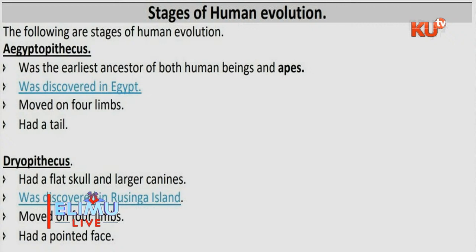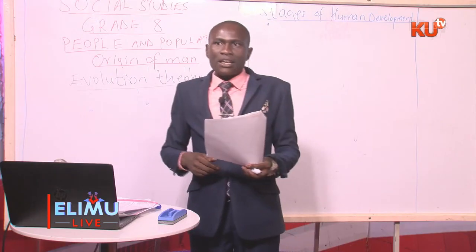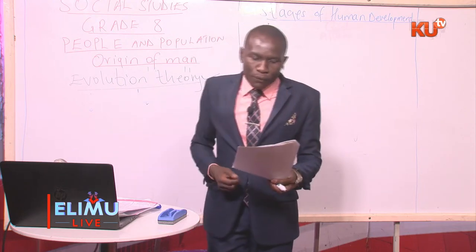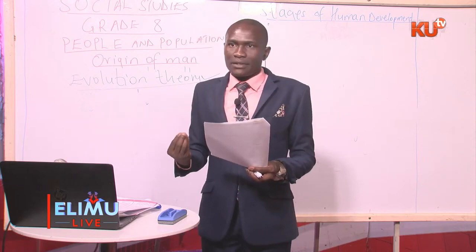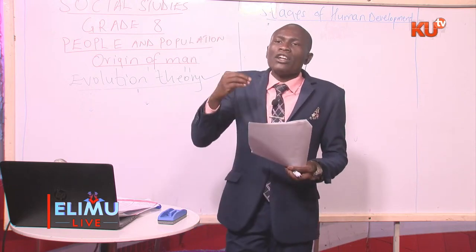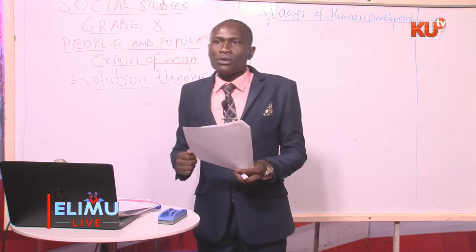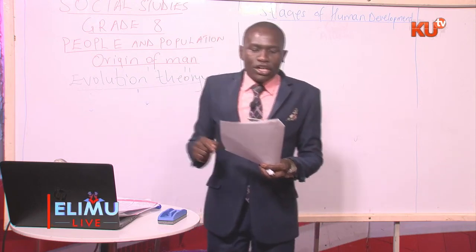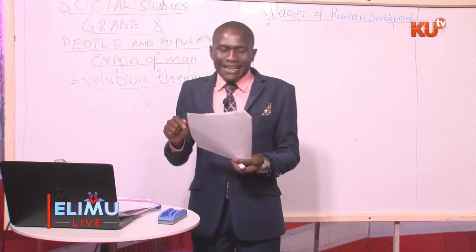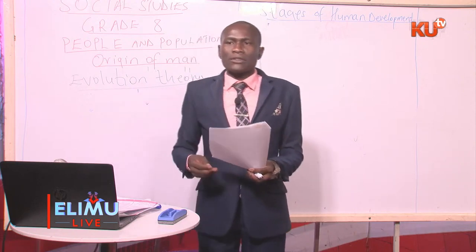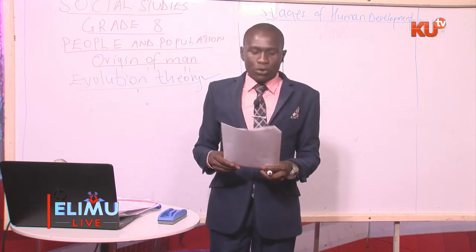The second one is called Dryopithecus. He was the second creature after Aegyptopithecus. Now, Dryopithecus was more developed. He had a more developed brain compared to Aegyptopithecus. Dryopithecus also moved on 4 limbs, and he had a pointed face.